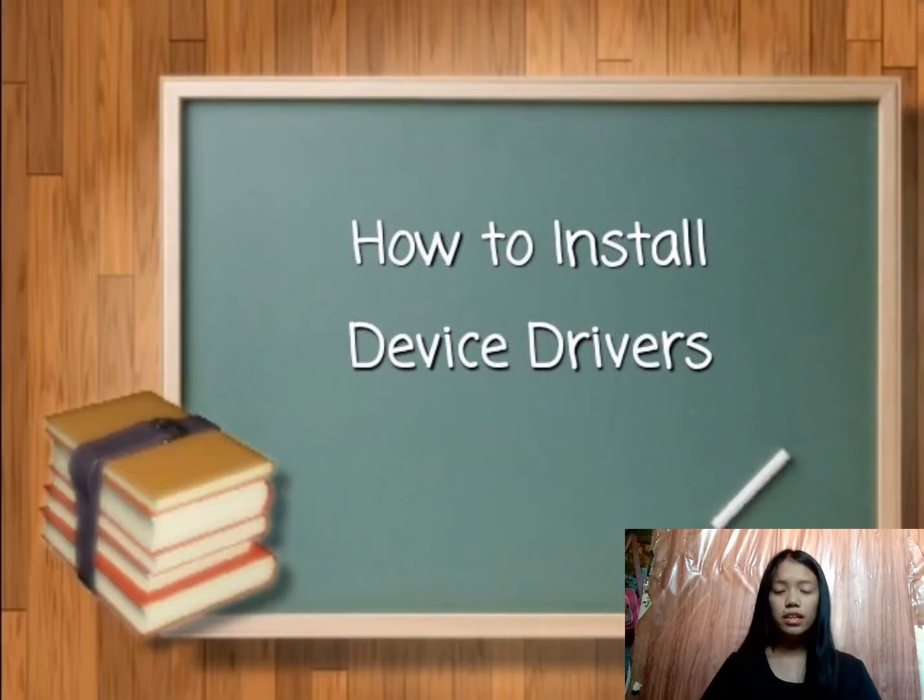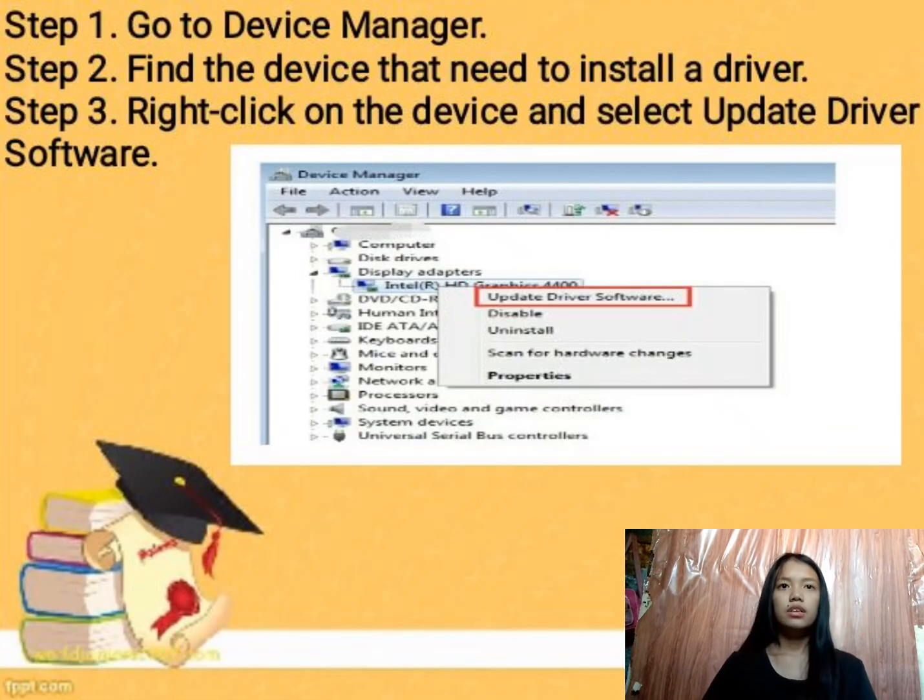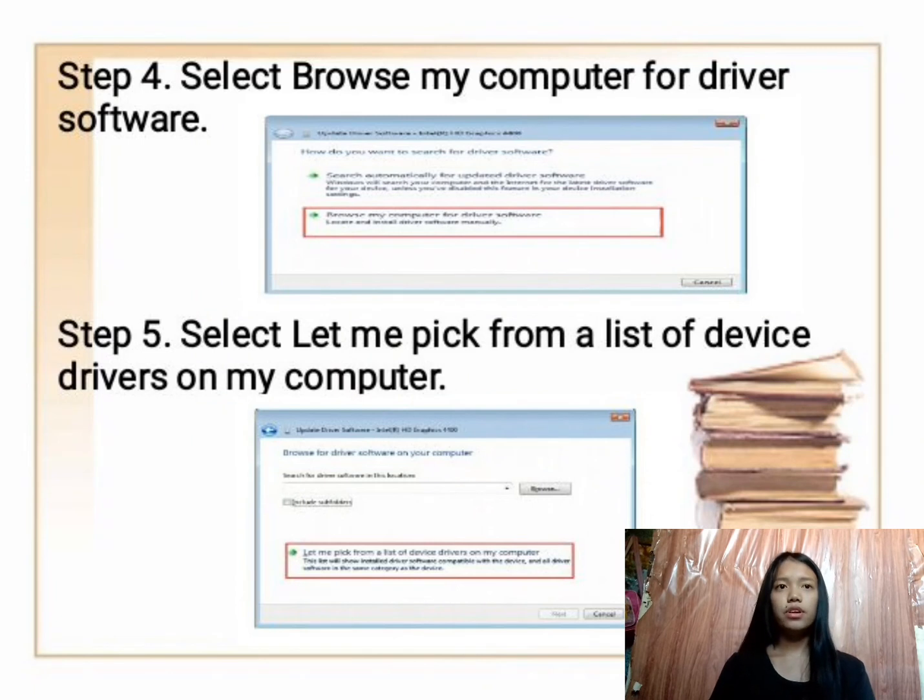So our last topic is how to install device drivers. So, step 1, you need to go to Device Manager. And step 2, find the device that needs a driver installed. Step 3, right-click on the device and select Update Driver Software. Step 4, select Browse My Computer for driver software. Step 5, let me pick from a list of device drivers on my computer.